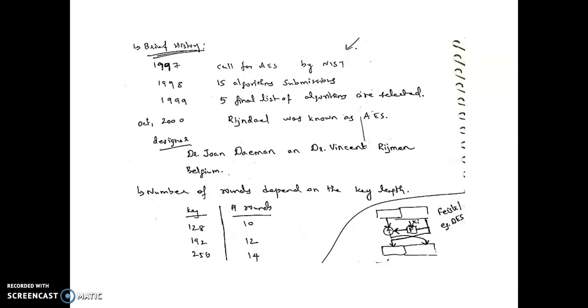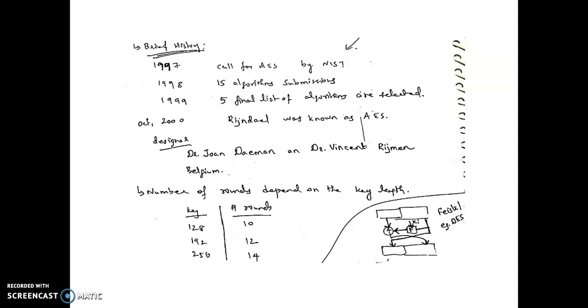The designers of the AES algorithm are 2 persons, so this algorithm is also known as the Rijndael algorithm. Dr. Joan Daemen and Dr. Vincent Rijmen both belong to the country of Belgium. They developed this AES algorithm, which is also known as the Rijndael algorithm.